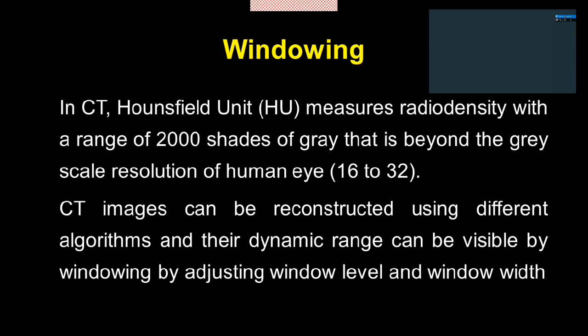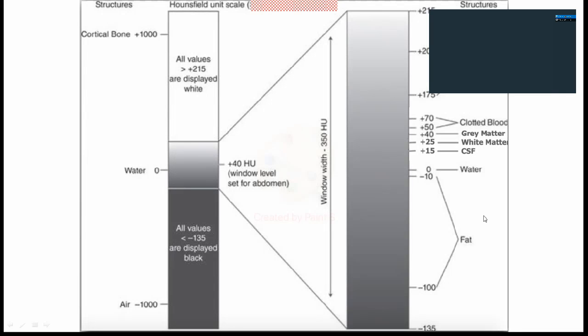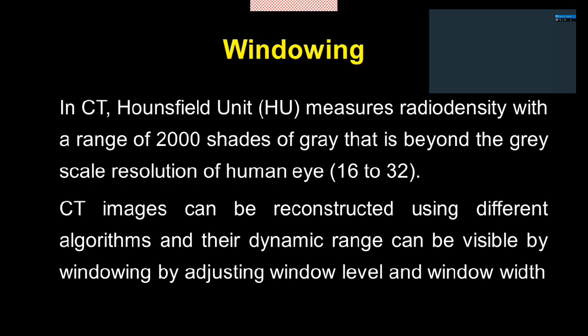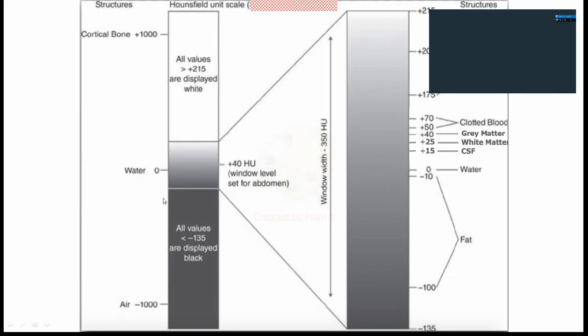Next, we will discuss windowing, which is of the utmost importance when looking at CT heads. It is very easy to miss key findings if you don't window appropriately. So what is windowing? In CT, the Hounsfield unit measures the radiodensity with a range of 2000 shades of gray, that is beyond the grayscale resolution of the human eye. CT images can be reconstructed using different algorithms, and their dynamic range can be made visible by windowing, by adjusting the window level and window width. So what is the window width?